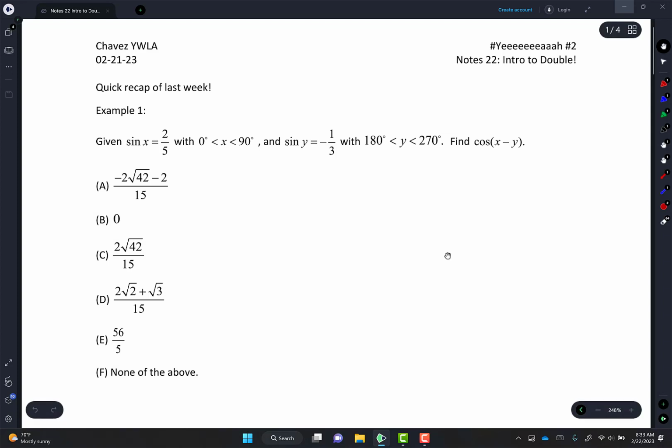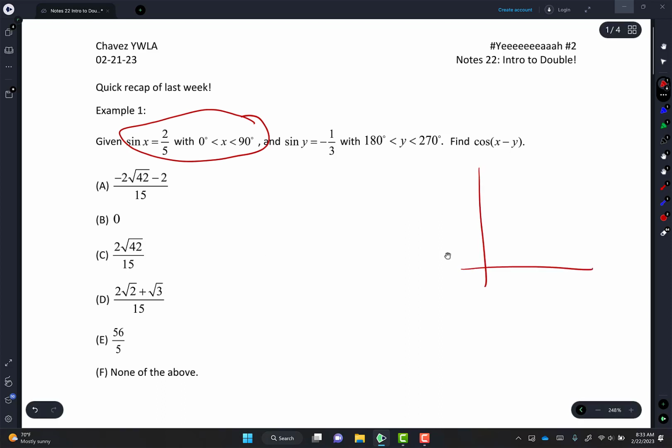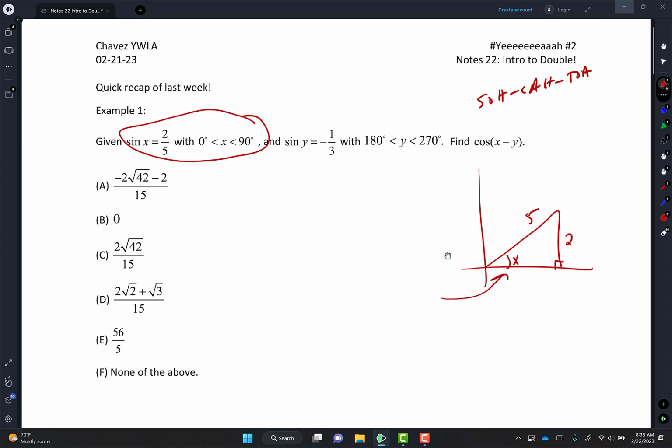So check it out. We have angle x in quadrant 1 and sine x is 2/5. So here's quadrant 1, here's angle x, here's my right angle. And remember SOHCAHTOA, and remember that sine is 2/5. Sine is opposite over hypotenuse, so 2, 5. Then we can figure out this distance just by doing the Pythagorean theorem. Remember, we already have the hypotenuse, so a squared plus b squared equals c squared. You're going to have to subtract because we already got the hypotenuse.